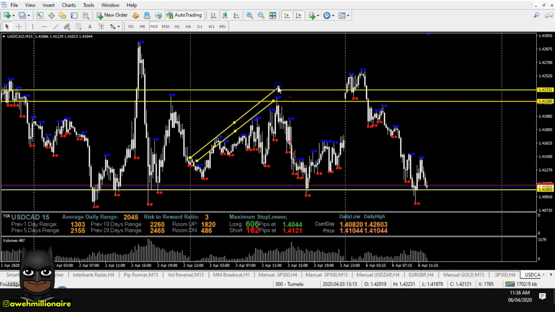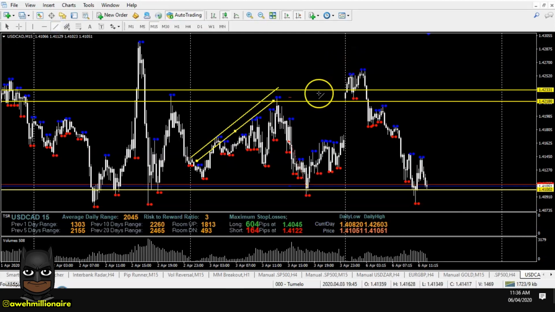So price came, tested the supply level, and already we knew when price tests the supply level, this is an opportunity to sell. So when you see an opportunity to sell at the supply level, all you need to do now is plot your entry price and your stop loss. Entry and stop loss.